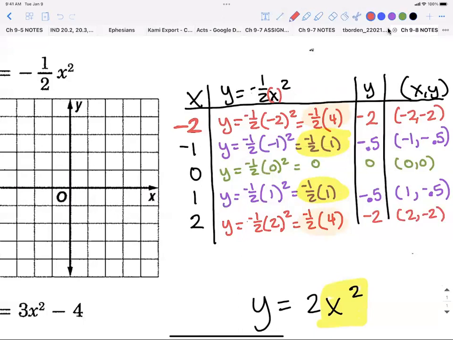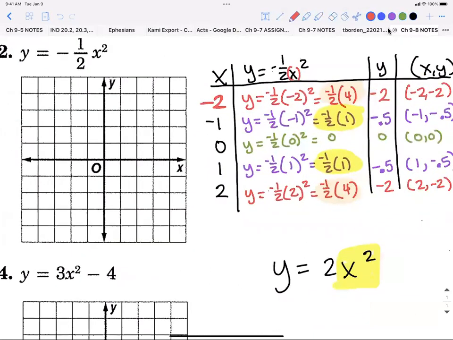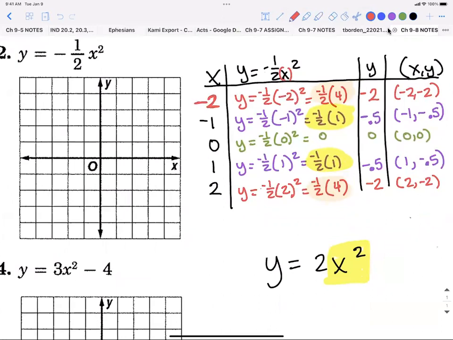Now I've got 5 points to graph. So I'm going to come over to my graph and I'm going to graph these 5 points, and I'm going to keep these kind of color coded. So if I graph the point negative 2, negative 2, that is right here. Then I graph the point negative 1, negative 1/2. So I go backwards 1 and down 1/2. And that is that point.